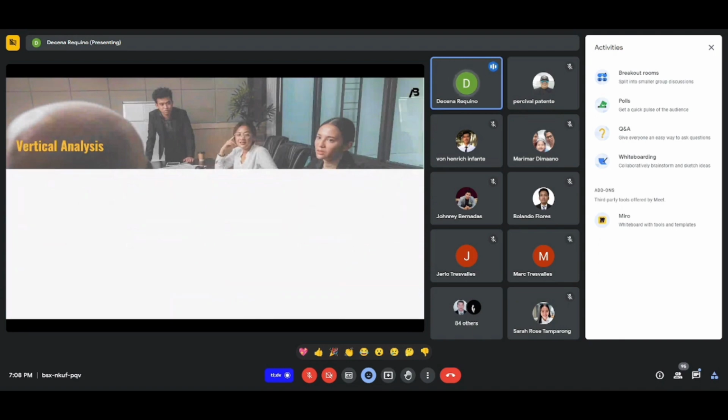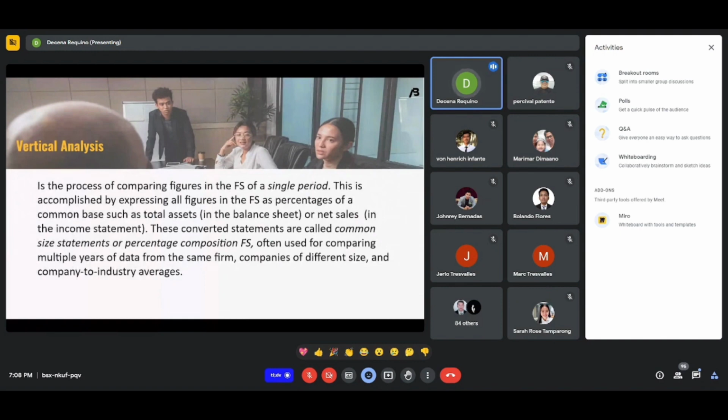Kapag naman sinabing vertical analysis, it is the process of comparing figures in the FS of a single period. This is accomplished by expressing all figures in the financial statement as percentages of a common base such as total asset in the balance sheet or the net sales in the income statement. These converted statements are commonly called common size statement or percentage composition financial statement, often used for comparing multiple years of data from the same firm, companies of different size, and company to industry averages.